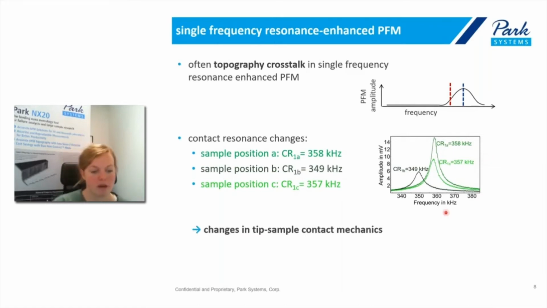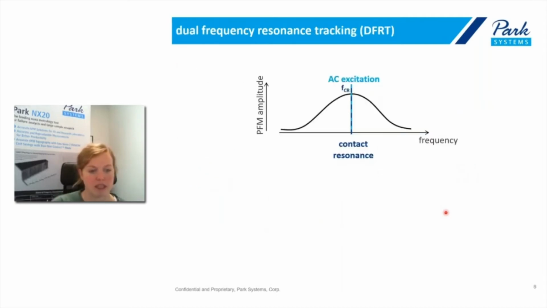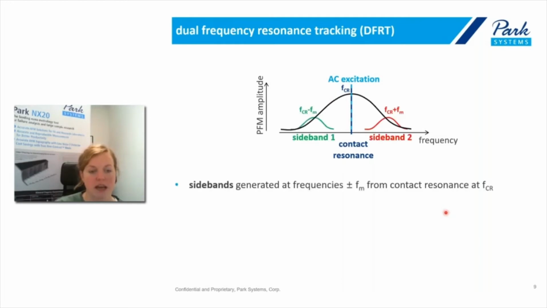Yeah, so I hope I could show you how much this contact resonance depends on the tip sample contact mechanics. One way around this is to track the contact resonance by doing dual frequency resonance tracking, or DFRT. So here, when we look at our contact resonance and we apply the AC excitation at the contact resonance, we at the same time also generate two sidebands, left and right of the contact resonance.